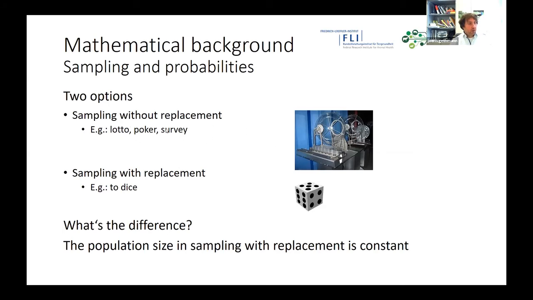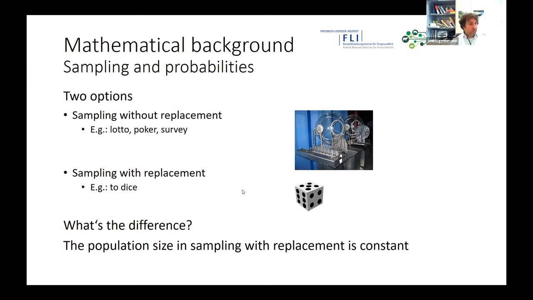If you have this lotto, if you sample 6 from 49 or whatever, then at the first selection you have the chance 6 from 49, but if you did not select one positive, then at the second selection your population is decreased to 48, and so on, until the end of your sample.